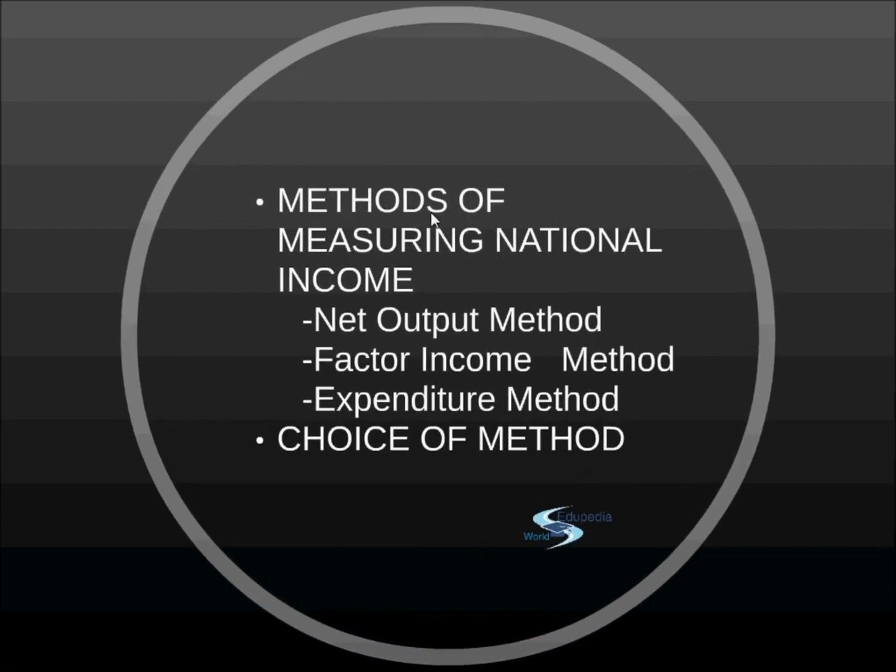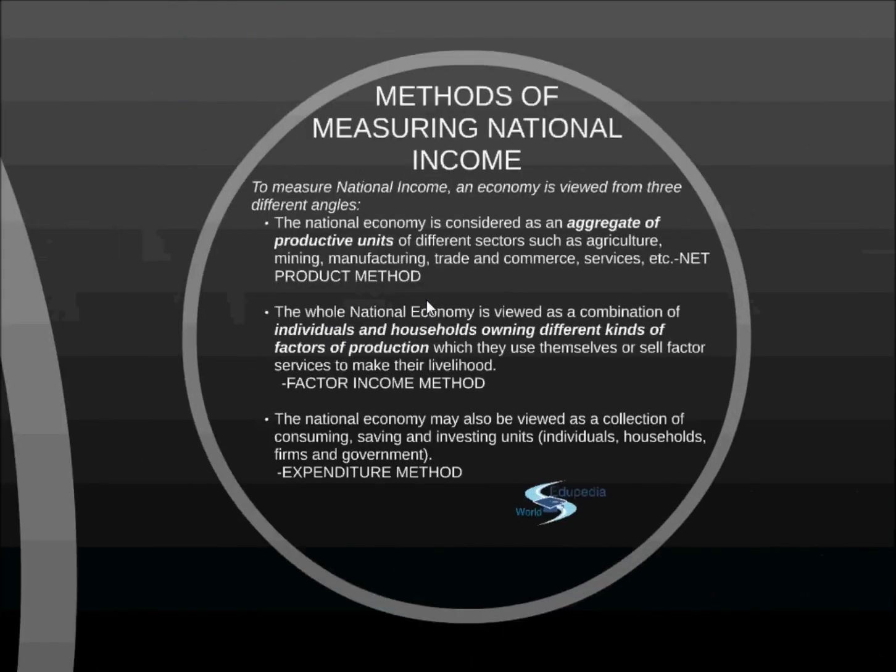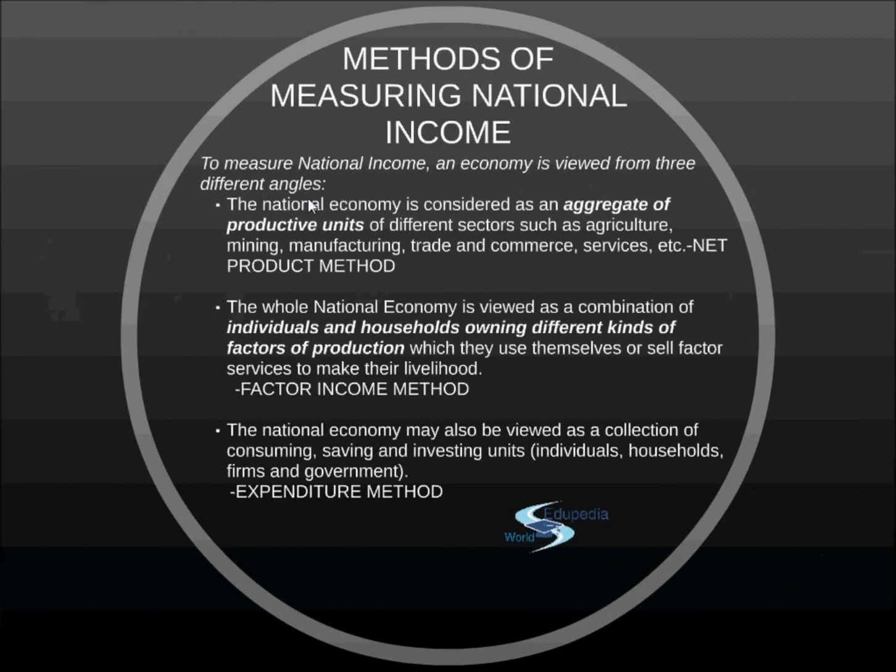So discussing the methods of measuring national income, basically it is determined by viewing the whole economy from three different angles. The first angle is that the whole economy is considered as an aggregate of productive units of different sectors such as agriculture, mining, manufacturing, trade and commerce, services, etc. And this angle gives rise to the net product method.